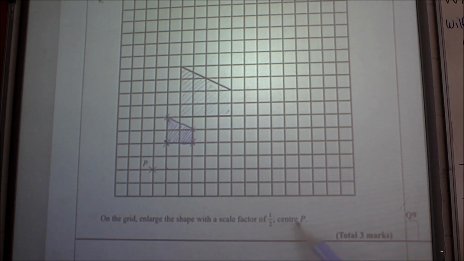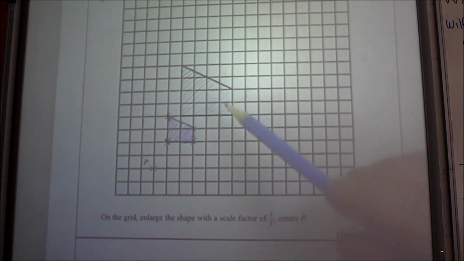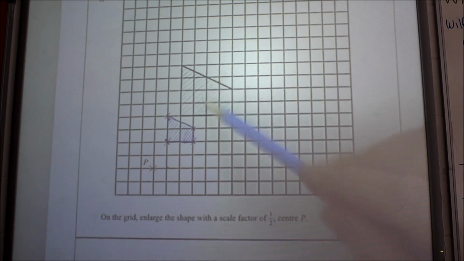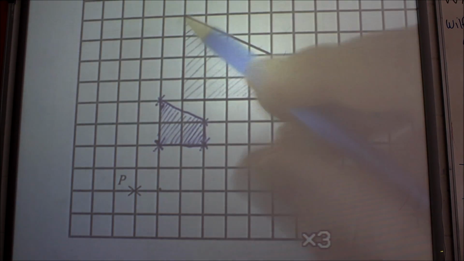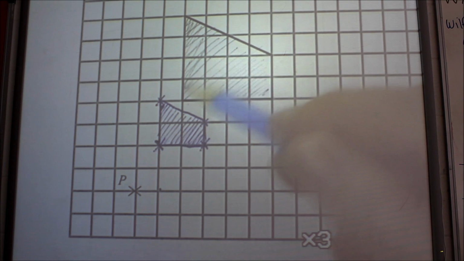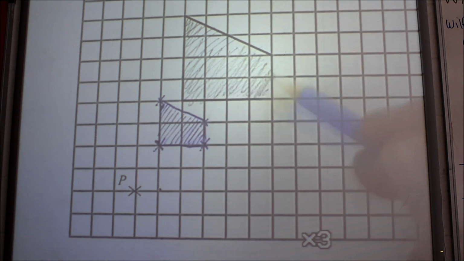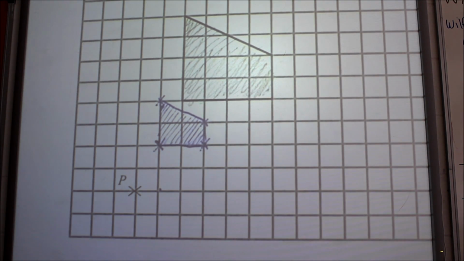Question 9, on the grid, enlarge the shape with a scale factor of 1/2 around centre P. Here's the shape, the original one up here. I hope you can just about see it. I'll zoom in. I'll just shade in. This is the shape you're given. Okay, so I hope that shows up a little bit better. So you've got to enlarge that by scale factor 1/2. If you enlarge it by scale factor 2, it will get twice as big. If you enlarge it by scale factor 1/2, it will get half as big. So you've actually got half the size of it.